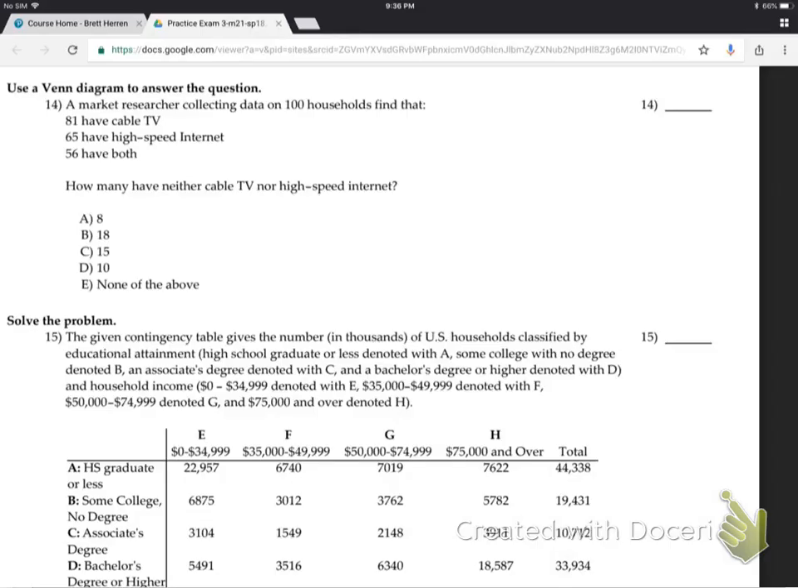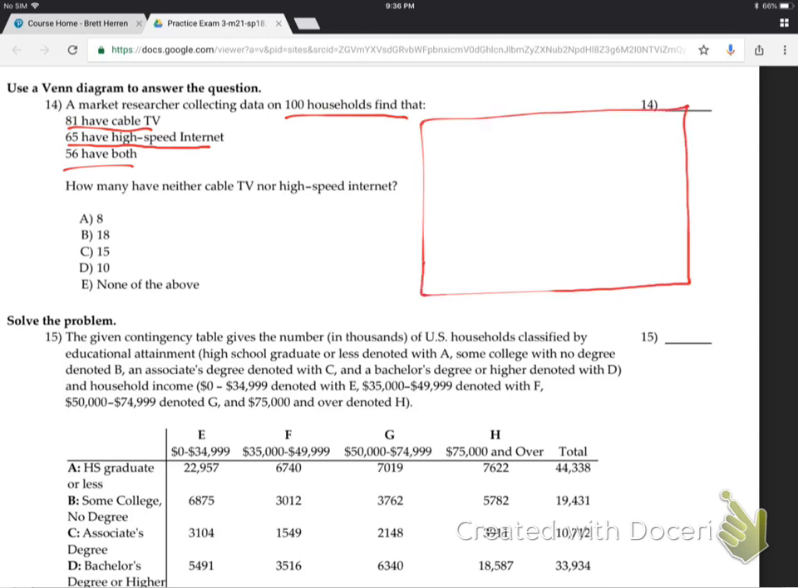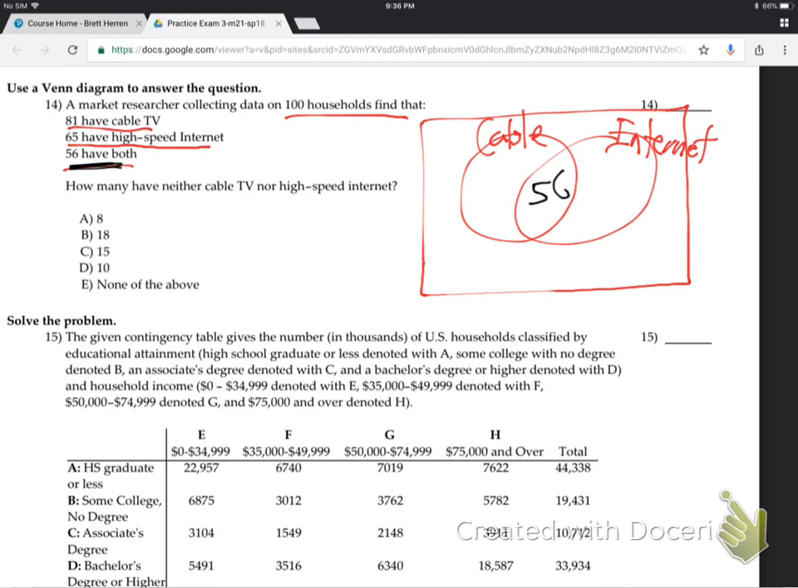Okay, so here's number 14. Market researcher collecting data on 100 households: 81 have cable TV, 65 have high-speed internet, 56 have both. It's another two-circle Venn diagram. The two characteristics: they have cable, they have the high-speed internet. Start with the bottom fact, right? 56 have both, 56 are in the both circle. 65 are in the internet circle, so this plus this, which make the whole internet circle, must be 65.